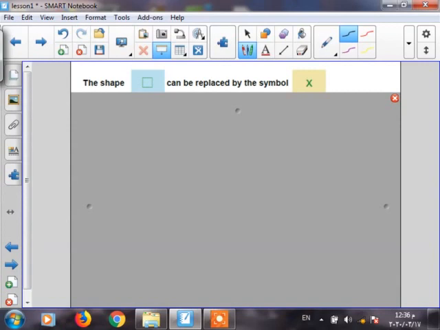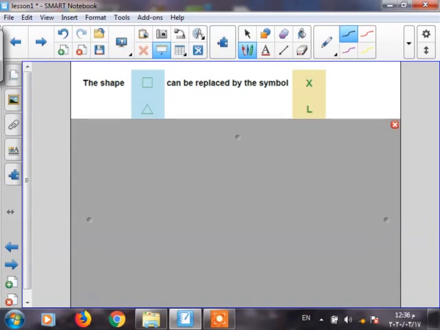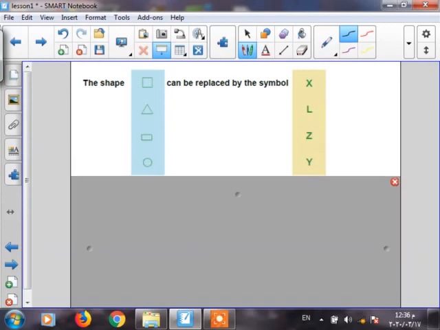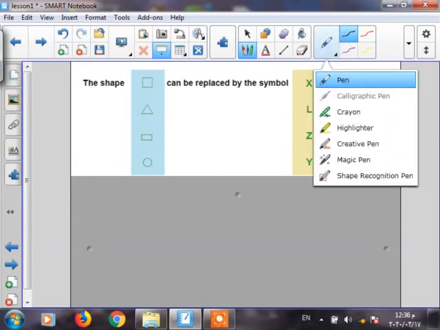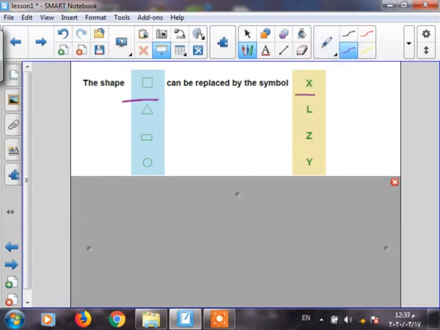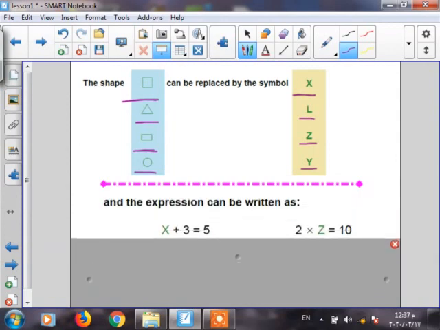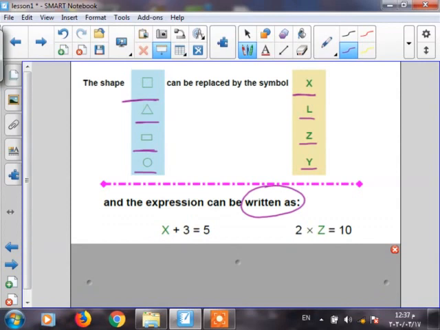A shape like a square can be replaced by a symbol like x. I have a square, any shape like a triangle, and any symbol like x, y. I have here the shape. Like number 1, I have here x, and I have the shape like a square, like a triangle, like a rectangle, like a circle. And I have a symbol like x, like L, like Z, like Y. Okay? And the expression can be written as number 1, I have here x. X here is a symbol, plus 3.